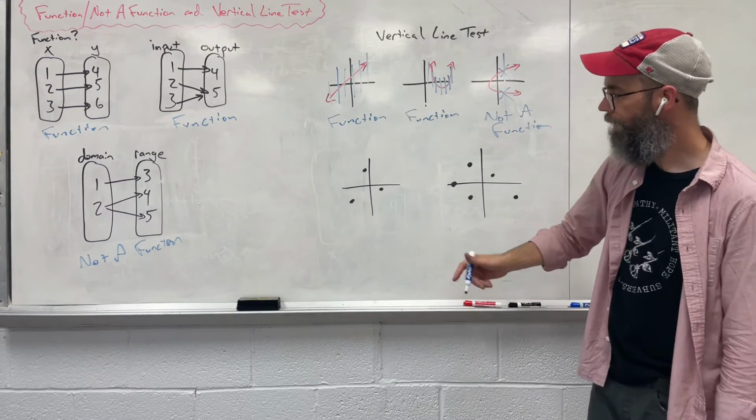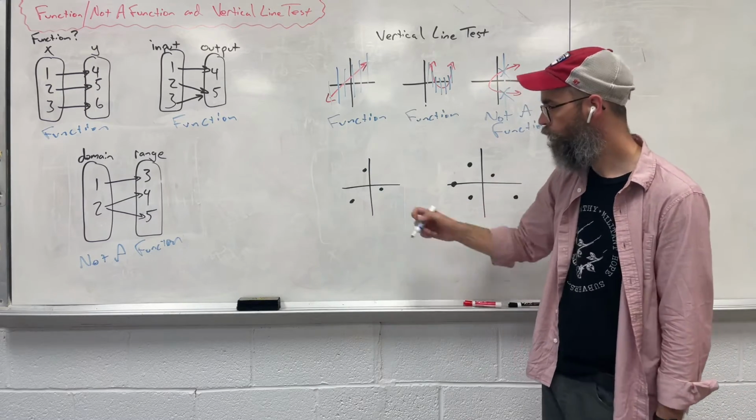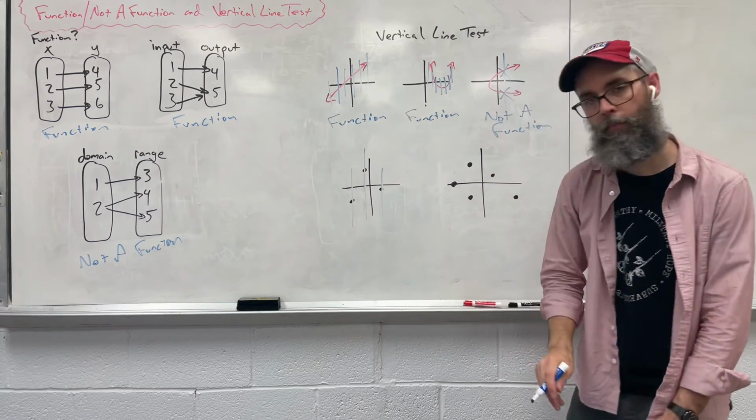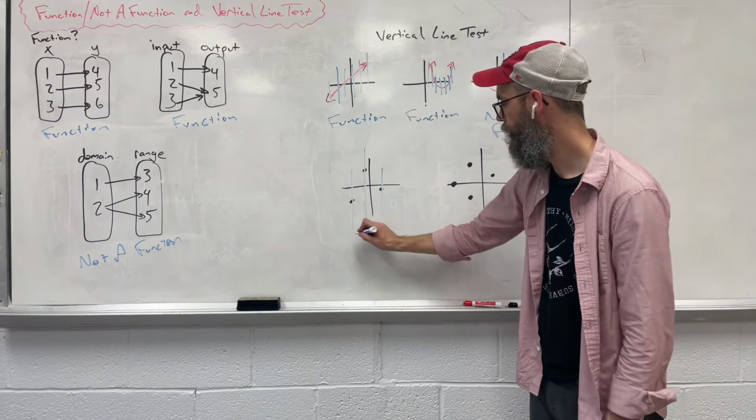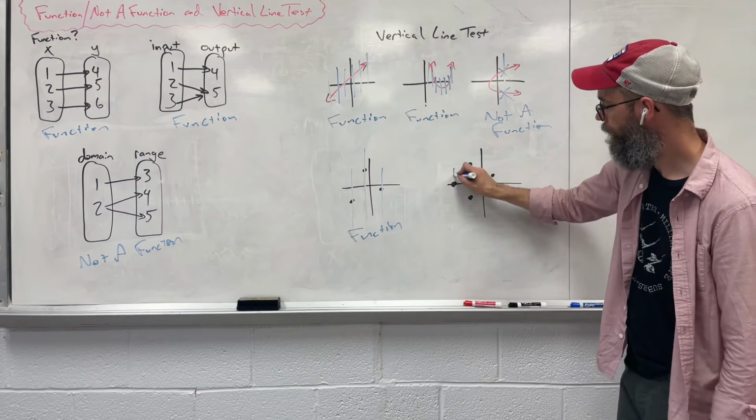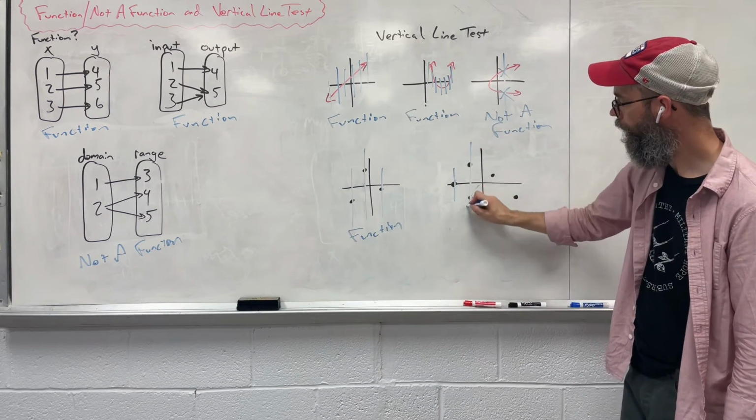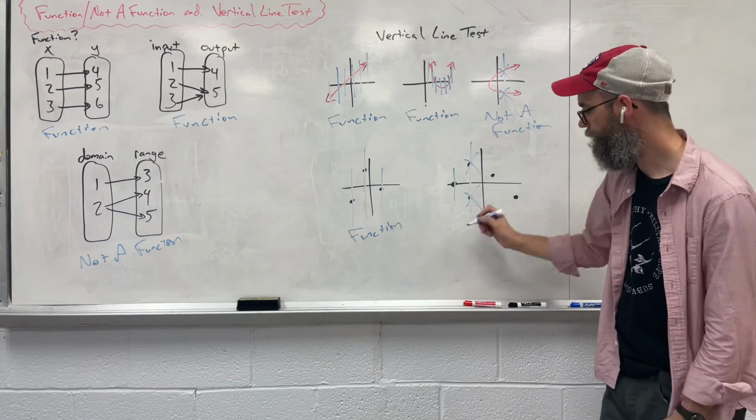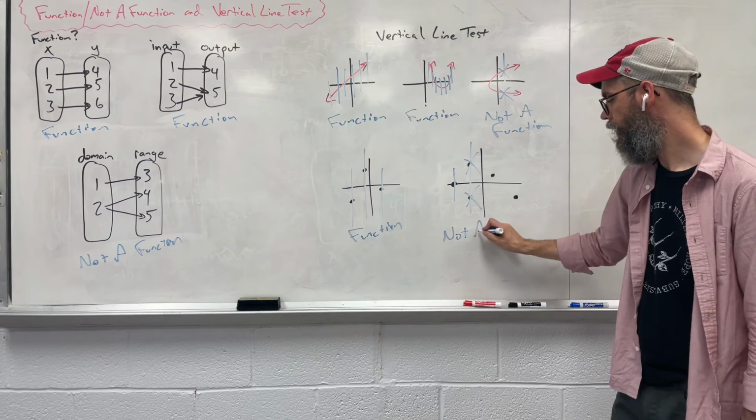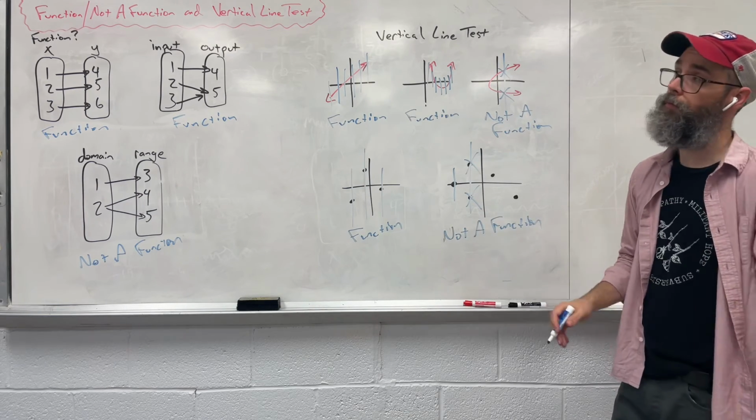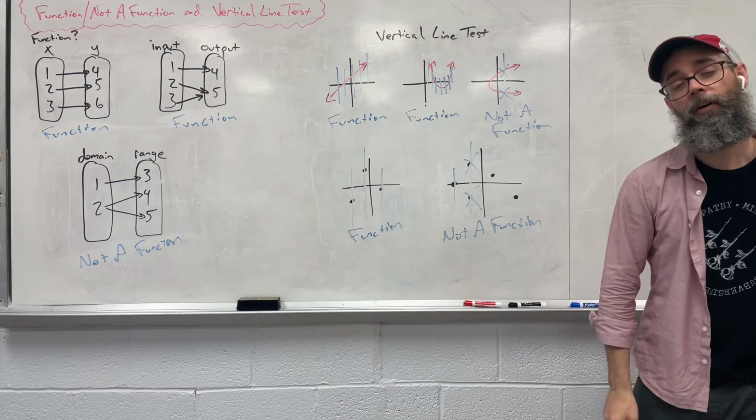And then when you have discrete graphs or just a series of coordinates, same thing, vertical lines. Do you ever hit more than 1? No. This would be a function, but when you get to here, 2 spots, it fails the whole test. We say not a function. And that is telling whether or not you have a function or not a function.